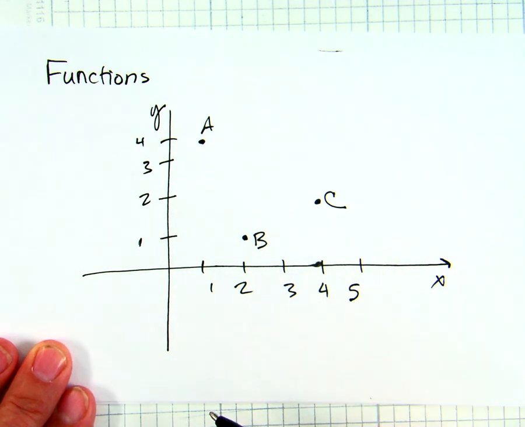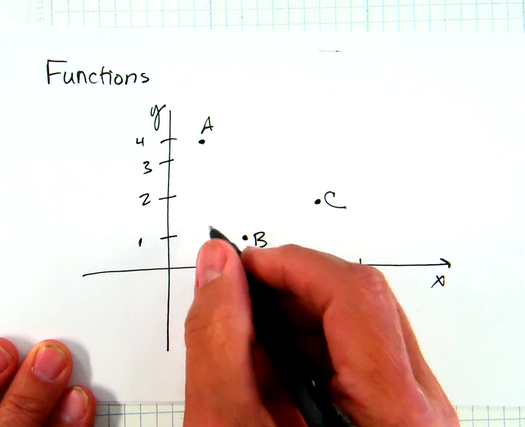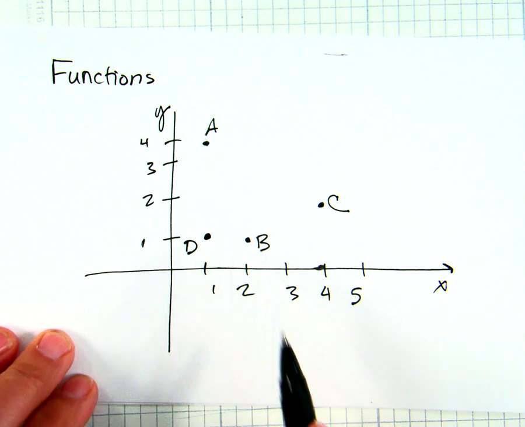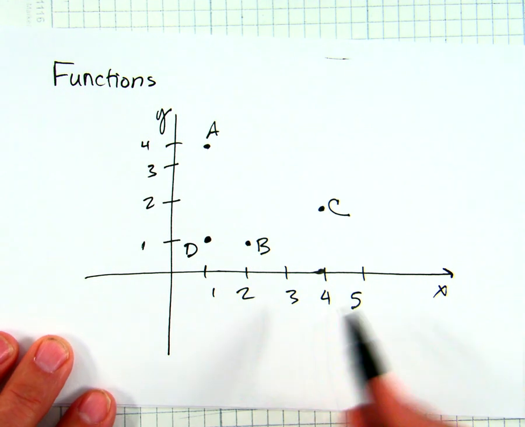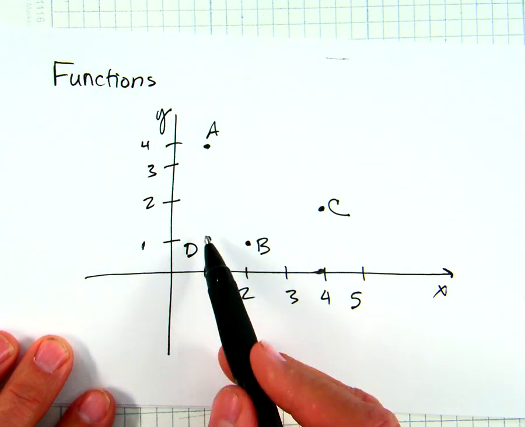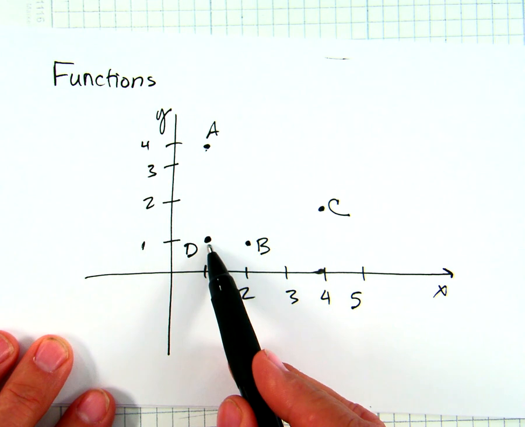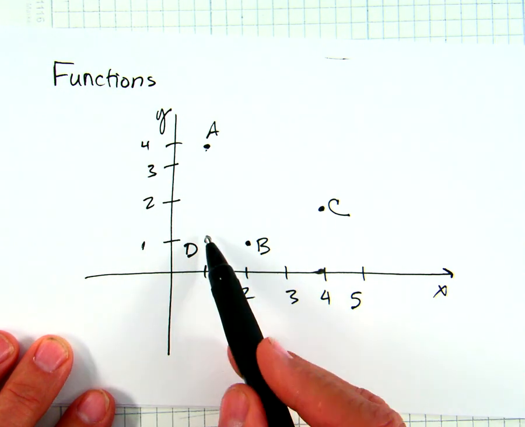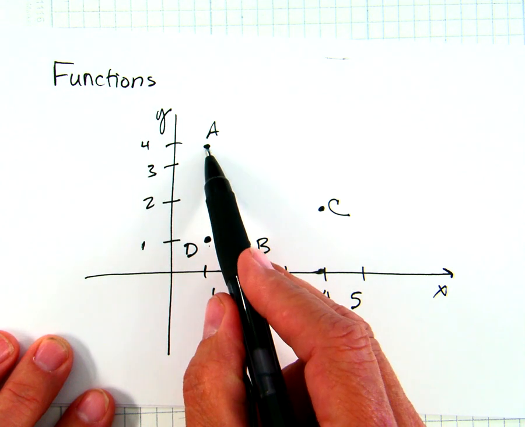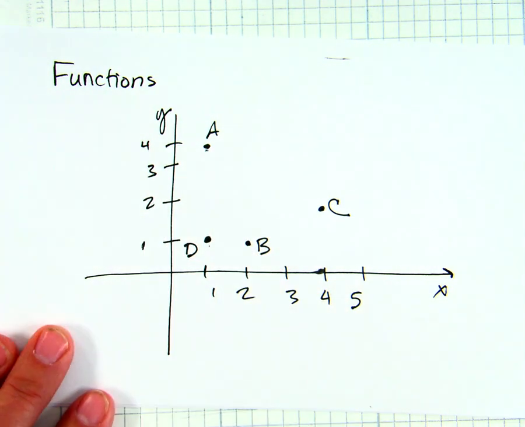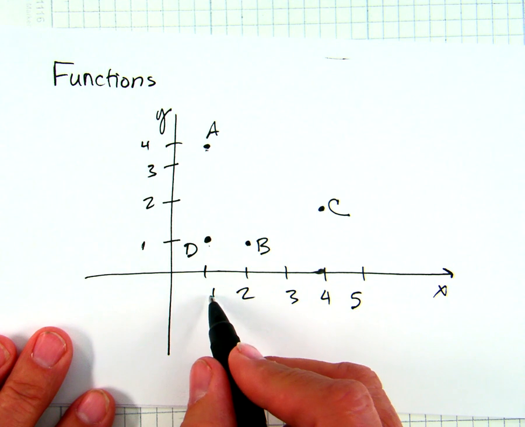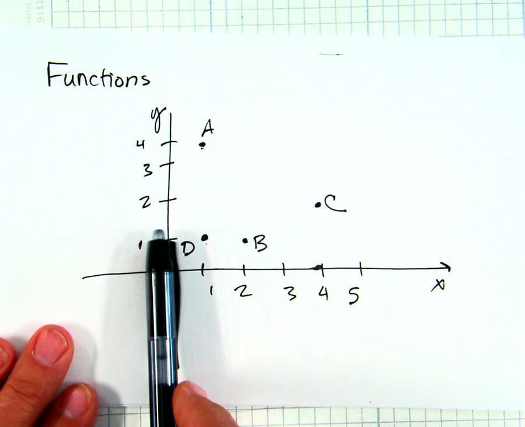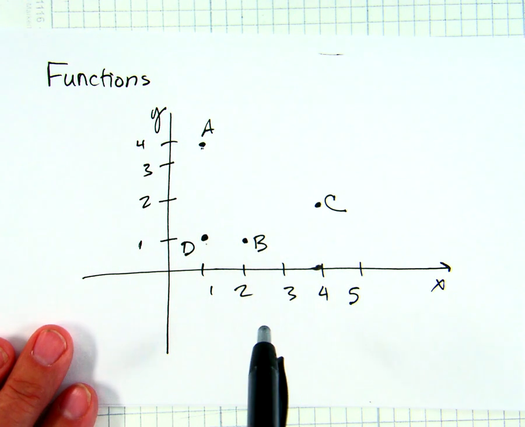This is a function. Now, what if I happen to add a point D here, and this point is at 1, 1? Now look what happens. When you have the input 1, there are 2 possible outputs. So if Froggy says 1, then Doggy might say 1 or Doggy might say 4. It is not reliable. To be a function, whenever you have a particular input, you must have only one choice for an output. So what we see here is that this is not a function.